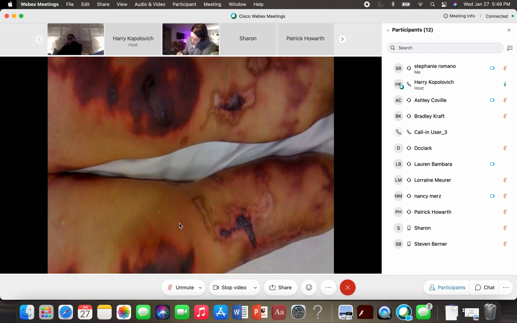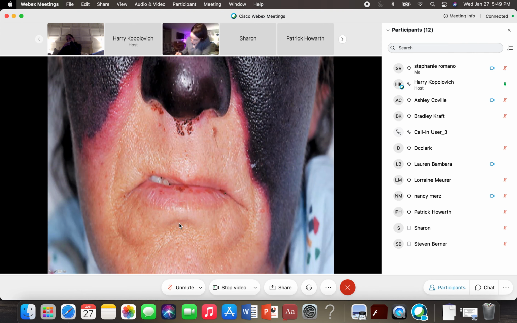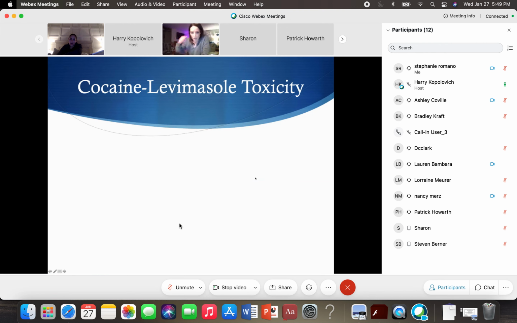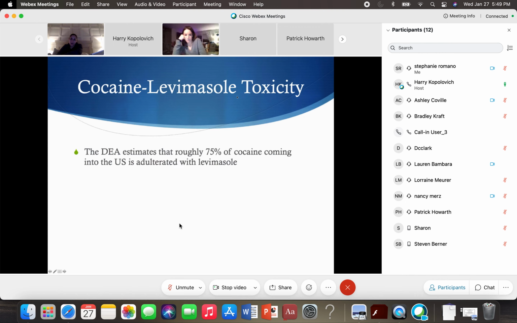And the only reason why I knew this is because I had seen a couple of cases of this before when I was working in the Bronx. This is what the patient's face had looked like. Pretty disgusting stuff. Actually, what she had was cocaine levamisole toxicity. She was a bus driver who had been clean for a number of years and then started using cocaine again. So levamisole specifically is the part that causes that necrotic endarteritis obliterans. The DEA estimates that 75% of cocaine coming to the U.S. is actually adulterated with levamisole.